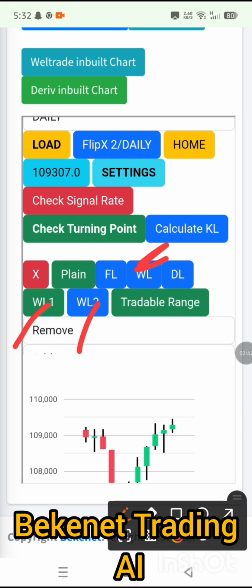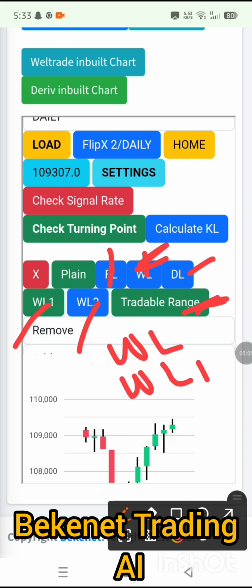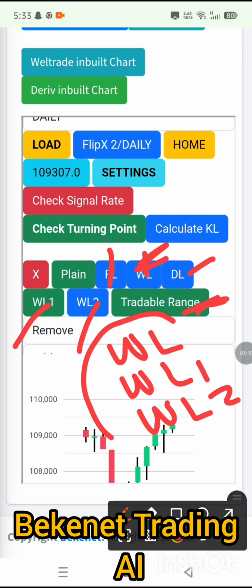Let me explain this again. Price has not touched any key level at all. This is for professional traders. Leave it alone. This one is for professional traders. Leave it alone. Your goal is to check WL. Let me write it: WL1 and WL2. That's all. Don't make things too complex for yourself. Only these 3 things. That is what you are expected to check.